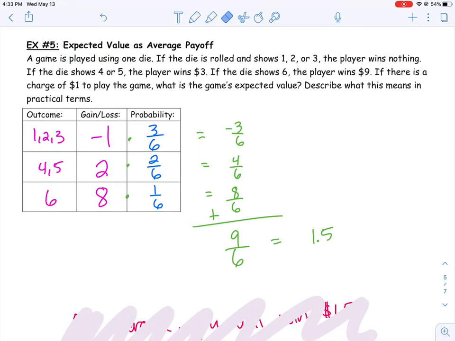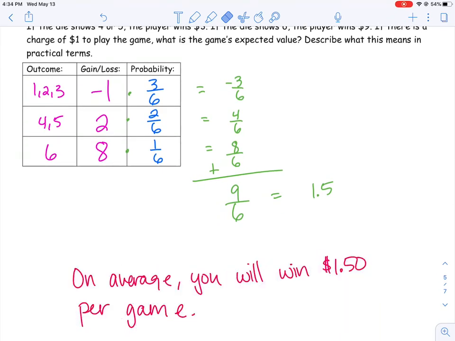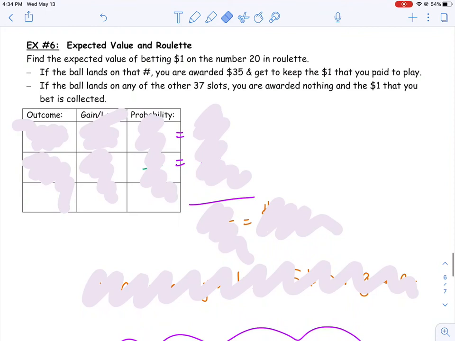So what this is really saying is if you play this dice game over and over and over and over, because it's a positive 1.5, that actually means I'm going to win on average $1.50 per game. I'm not always going to win that every single game, but if I play this game over and over, what's expected in the long run is I'm going to win $1.50 per game. Pretty good game. I'll probably keep playing. Let's look at this next one.